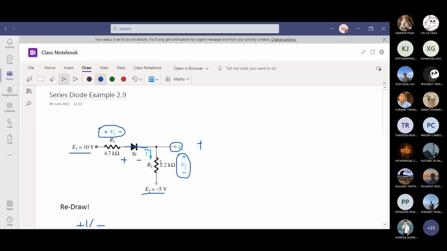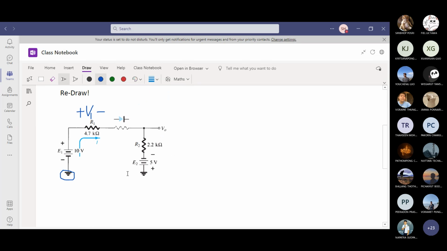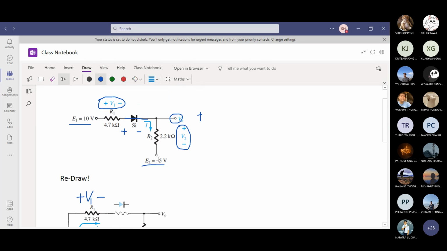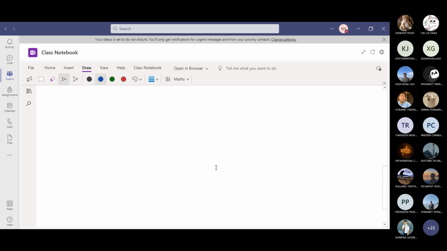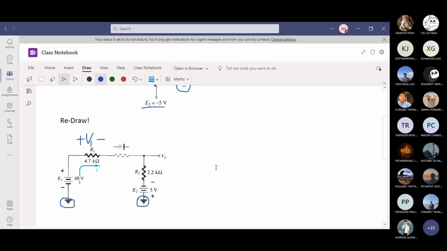Then where is the node? This node connects with the second resistor and then another DC source, but it is 5 volt, so minus polarity on top, plus polarity on the bottom with the ground. Now does it look simple? Now you tell me, do you think the diode is on or off? What's your idea?